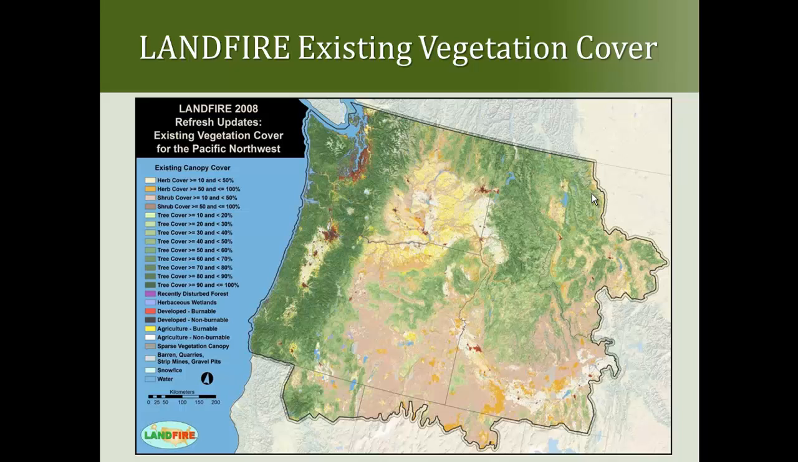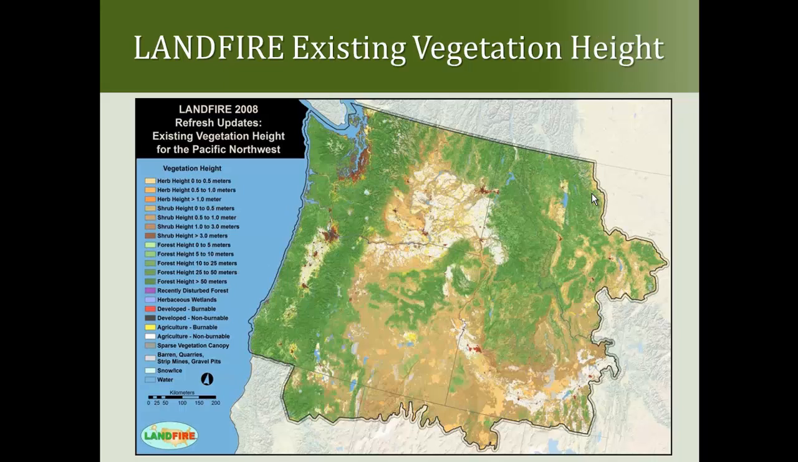Here we're looking at existing vegetation canopy cover for the Pacific Northwest. And you see that we also denote some burnable developed areas, some burnable agriculture, and other land types in this map. To go along with the cover is the existing vegetation height data. That's again useful when looking at developmental stages.